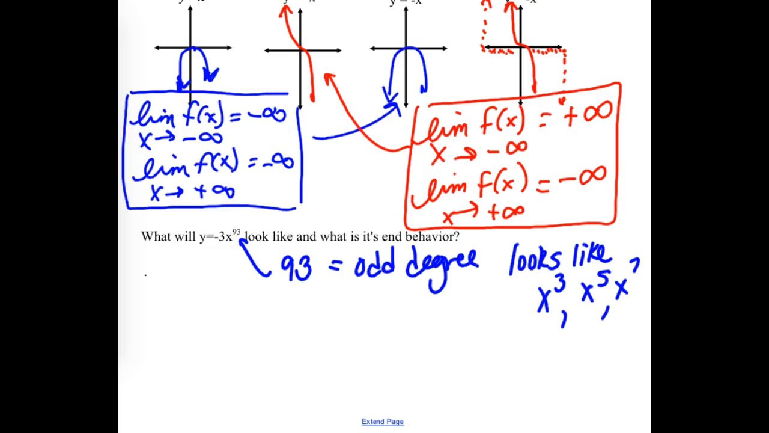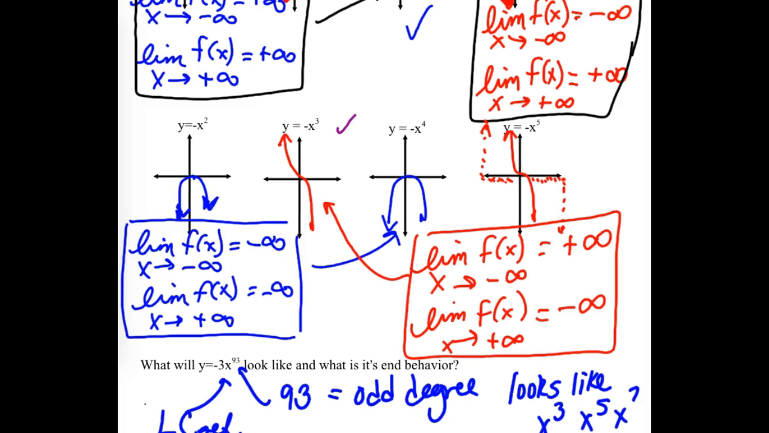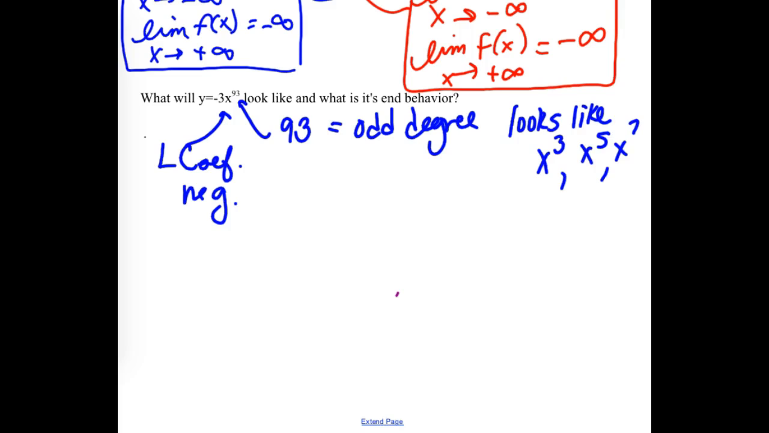Since this front number, this leading coefficient, okay, my leading coefficient is negative. If we think about our transformations, that means it's going to flip upside down. It's going to be reflected over the x-axis. So it's going to look like my bottom row of graphs here. Okay? So the answer to y equals negative 3x to the 93rd would be just like this one here. It has a negative leading coefficient and it has an odd degree. Okay? So if we had to sketch it very, very quickly, rough sketch, it's going to start high and twist low.